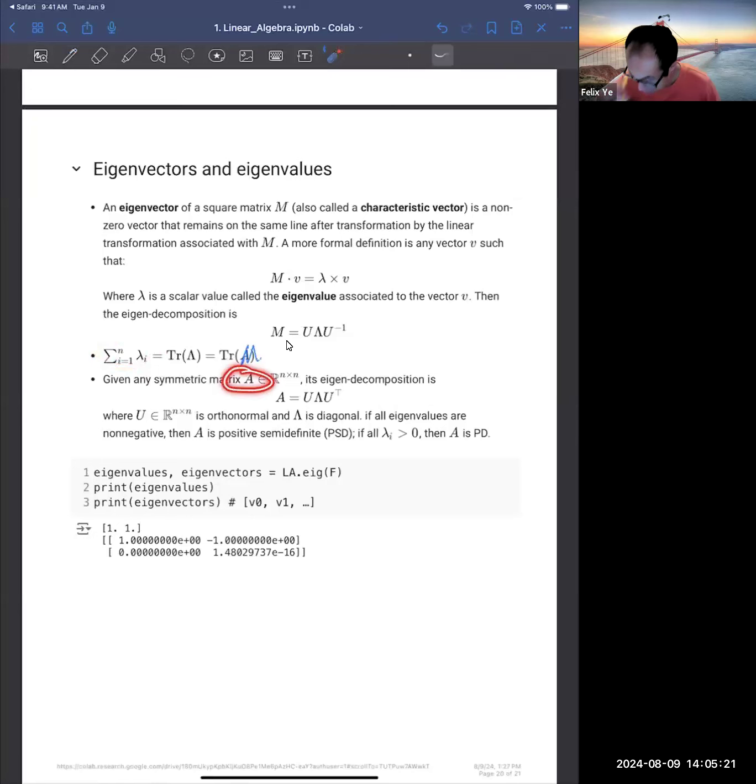If the matrix is symmetric, we can make it simpler: its eigenvalue decomposition simplifies to U lambda U transpose, and U becomes an orthonormal matrix. The most important part is that if all the eigenvalues are non-negative, then A is called PSD, a positive semi-definite matrix. If all the lambdas are strictly positive, it becomes a positive definite matrix. This is something you should be aware of. The way to call eigenvalue decomposition is very simple: linear algebra module .eig gives you the eigenvalues and eigenvectors. So we use eigenvalues to define positive semi-definite and positive definite for symmetric matrices as well.